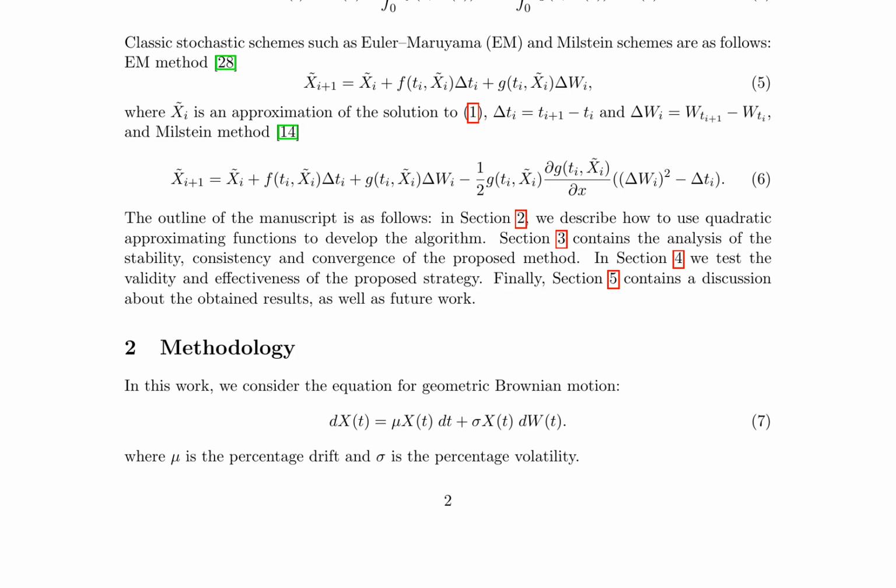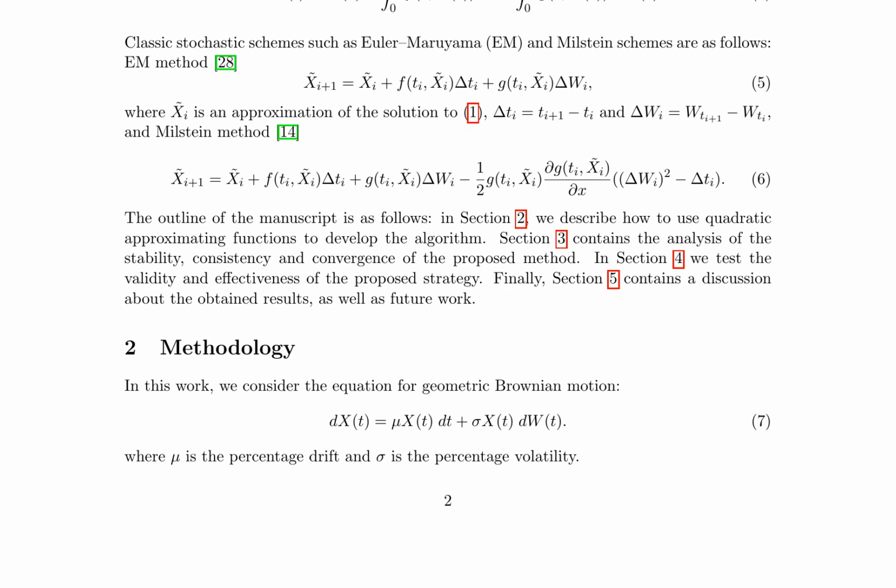The manuscript assumes a high level of mathematical sophistication, and the notation and terminology used are specific to the field of stochastic processes and SDEs. The author's goal is to develop a novel algorithm for approximating SDEs, and the manuscript provides a detailed outline of the methodology and analysis.